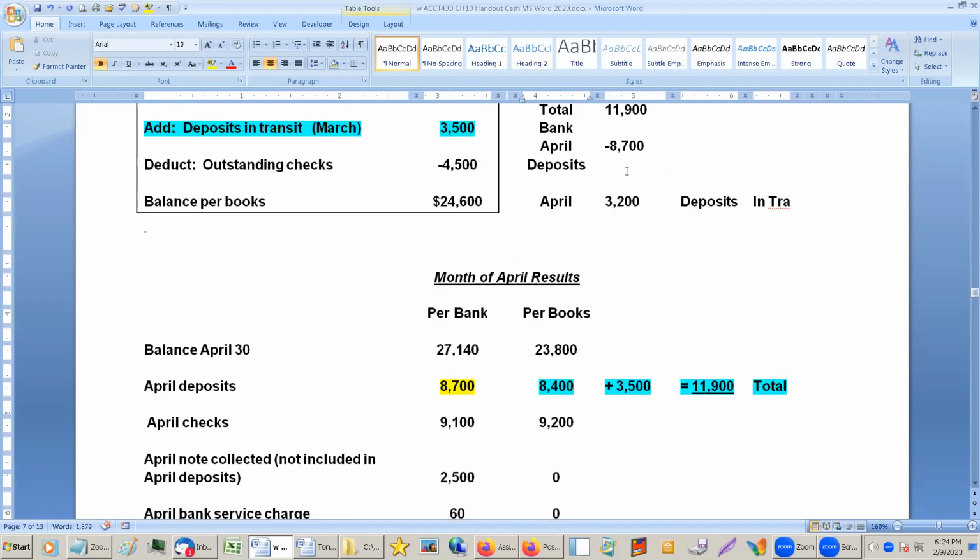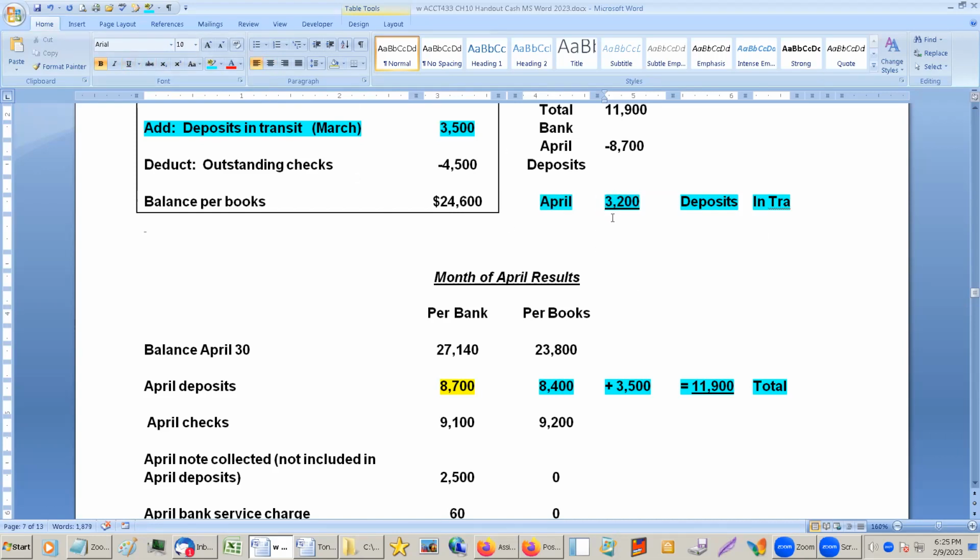Okay, so we're gonna have 3,200 deposits in transit for that one. So this will be the April deposits in transit. Or as I like to call them, deposits in tra. Because I'm stylish, that's what all the cool people call it.